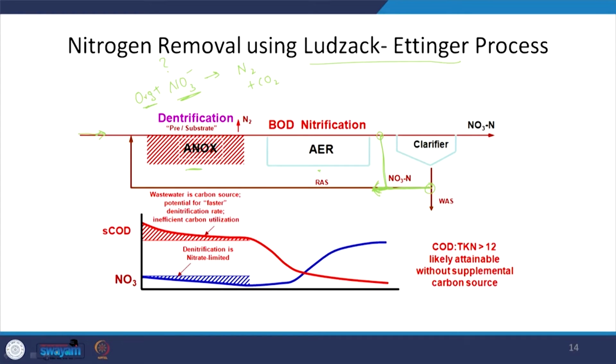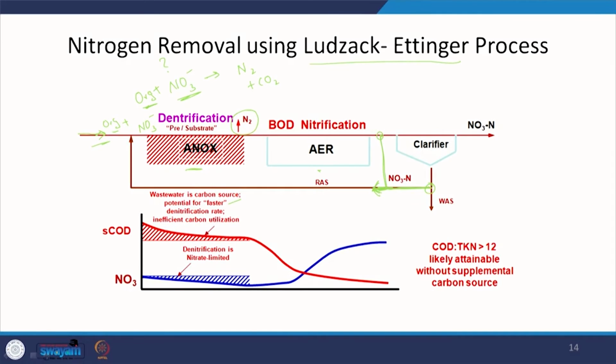So, you are going to recycle this. Here, the recycle is bringing in nitrate from the treated wastewater. So, you have nitrate here, you have the organic compound here, and then this anoxic process, or denitrification, goes forward, and N2 is produced. What do we see? Wastewater is the carbon source, as I mentioned, and because the influent wastewater has higher organic carbon, the kinetics will be faster with respect to the denitrification rate.